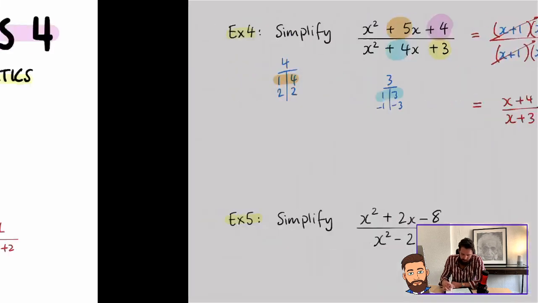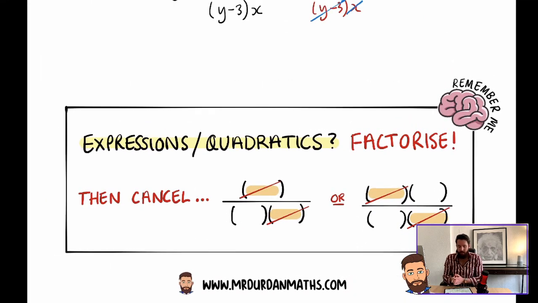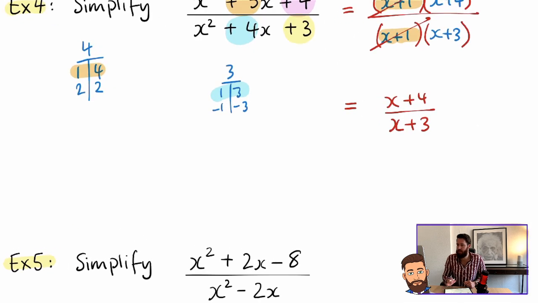So as you can see, exactly what I had written down here happened. I factorised and I ended up with two brackets on top, two brackets on bottom, and two of them were the same and they cancelled. So, you know, that's really good news for us. So our final answer is x plus 4 on the top and x plus 3 on the bottom.